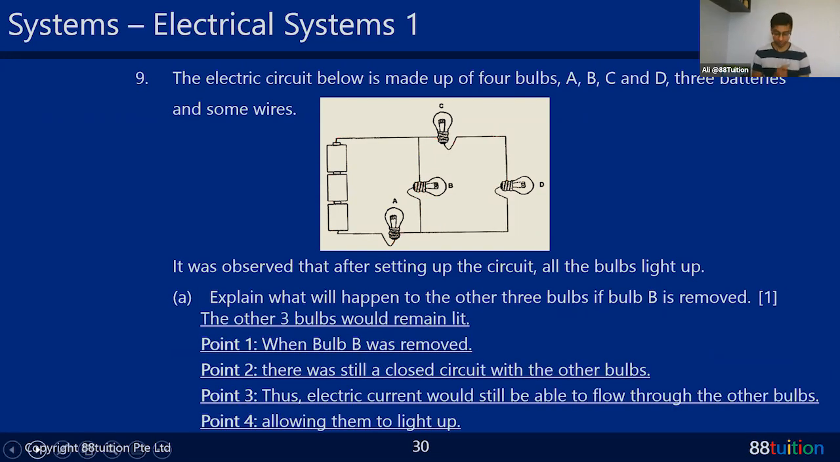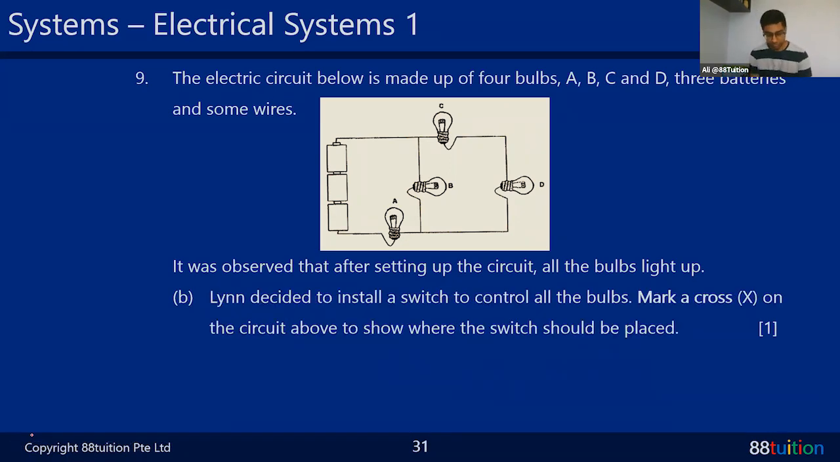Doesn't matter. Okay, so when bulb B was removed, there was a closed circuit. Thus electricity will still be able to flow through the other bulbs. The key answer is there will still be a closed circuit. There will not be any open circuit, and therefore all the bulbs will still light up, allowing A, C, and D to be inside that closed circuit also. If any one of the bulbs belongs to an open circuit, then that bulb will not light up. Okay, very good.